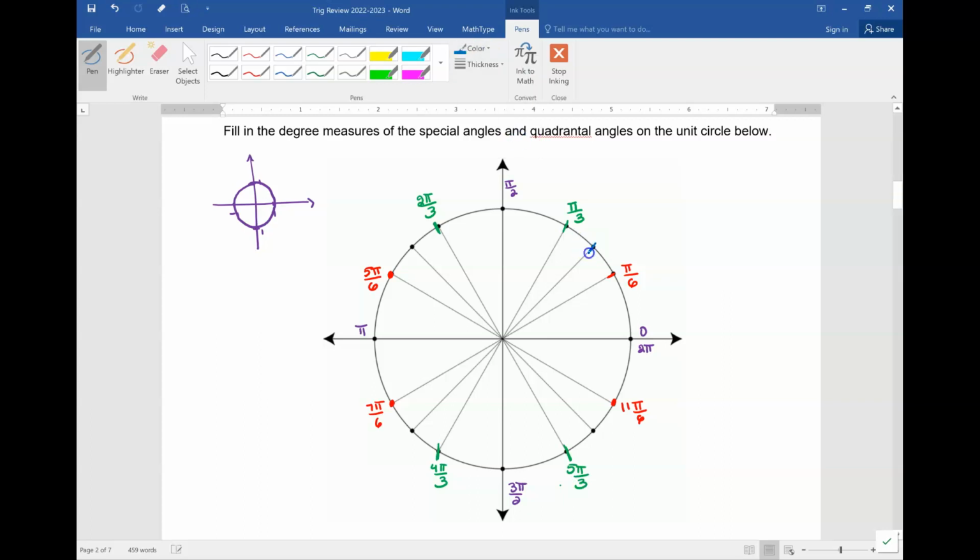Next, we're going to do the pi over 4s. Those are this one. That's equivalent to 45 degrees, right? Pi over 4. 2 pi over 4 doesn't work, but 3 pi over 4 does. 5 pi over 4, 7 pi over 4. Now for calculus, you don't need all of this. All you need really is the first quadrant and then the 0, pi over 2, pi, and so on. Okay.